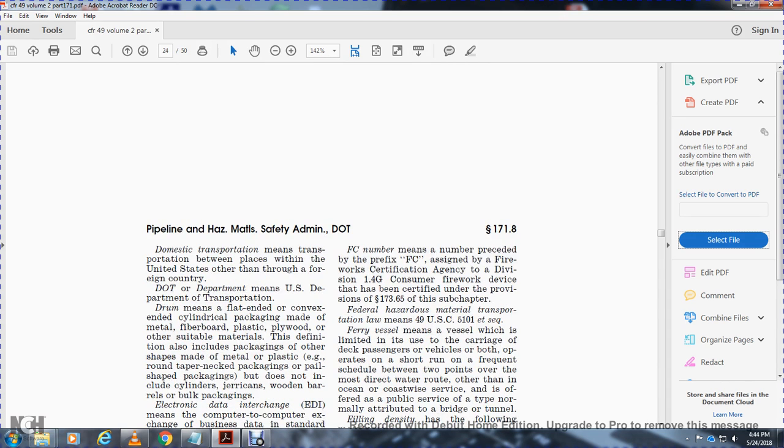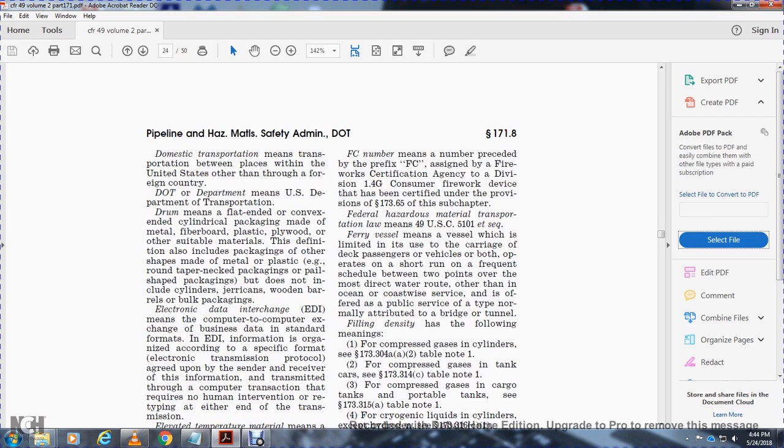Drum does not include cylinders, jerricans, wooden barrels, or bulk packagings. Electronic Data Interchange, EDI, means the computer-to-computer exchange of business data in a standard format, with the EDI information organized in accordance with a specific format and electronic transmission protocol agreed upon by the sender and receiver. The information transmitted through the computer transaction requires no human intervention or retyping at either end of the transmission.